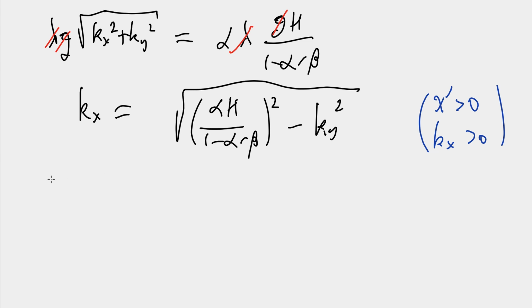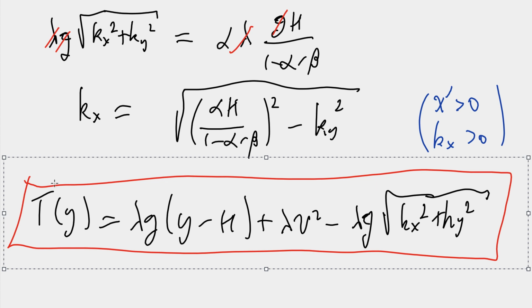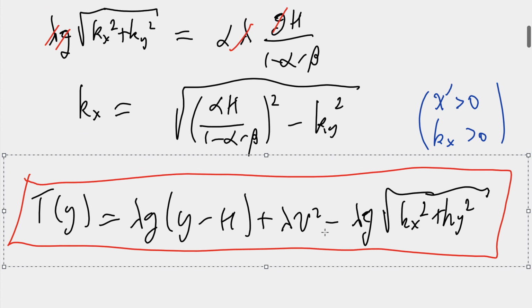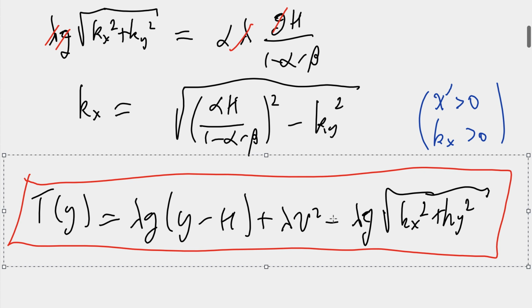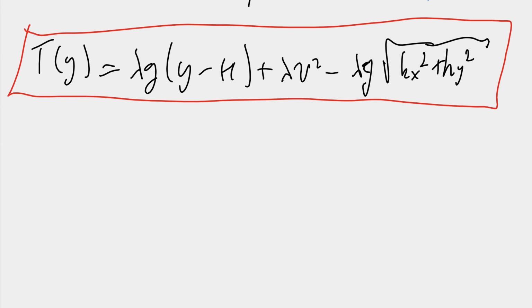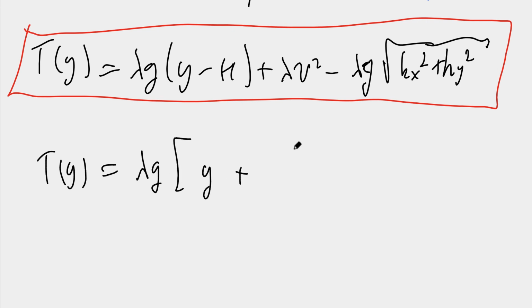Now if you'll recall from earlier, we had an expression for the tension in the chain as a function of the height y. Here it is repeated, and now if we use our results for v squared and kx to simplify this, we find the following result. T as a function of y is equal to lambda g times y plus beta h divided by 1 minus alpha minus beta.